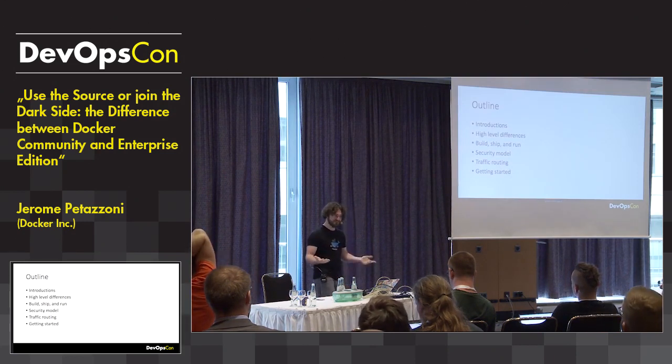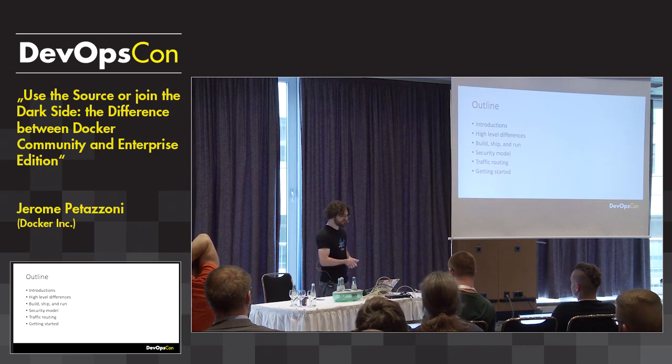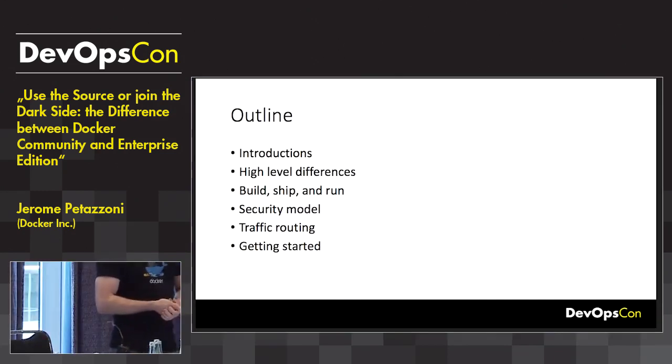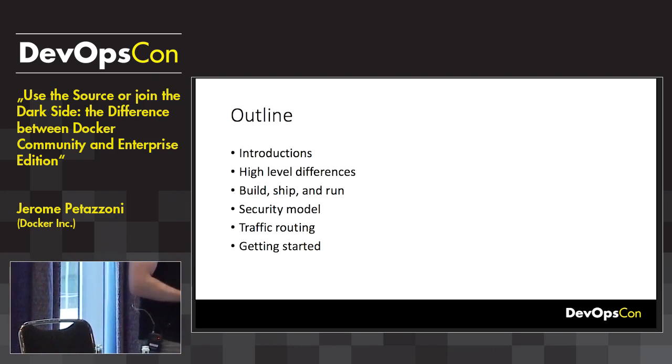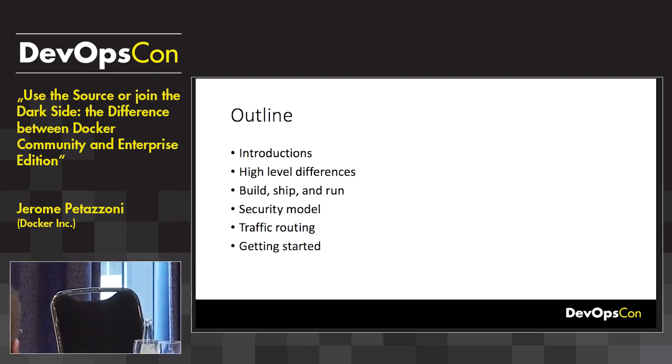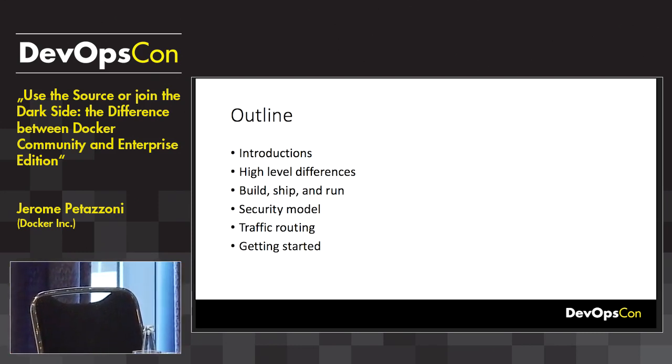First, I will introduce myself and explain why there is this talk. Then I will explain about the high-level differences between Docker CE and EE. Then I will explain how it's different to build, ship, and run an application with Docker Community and Enterprise. Talk about the security model, traffic routing, and then give you some ideas if you want to get started.